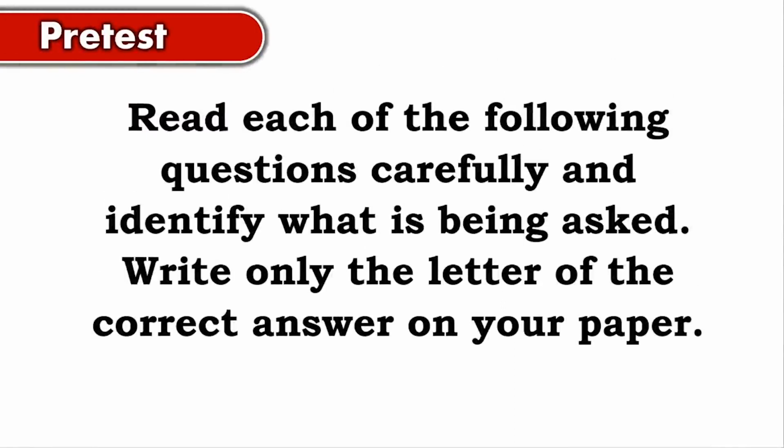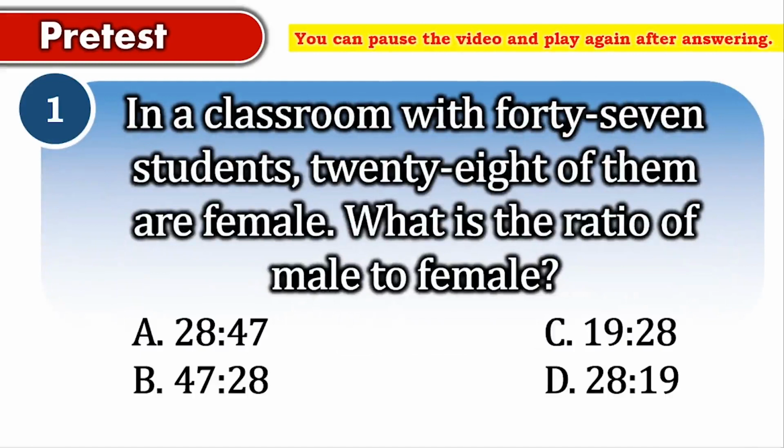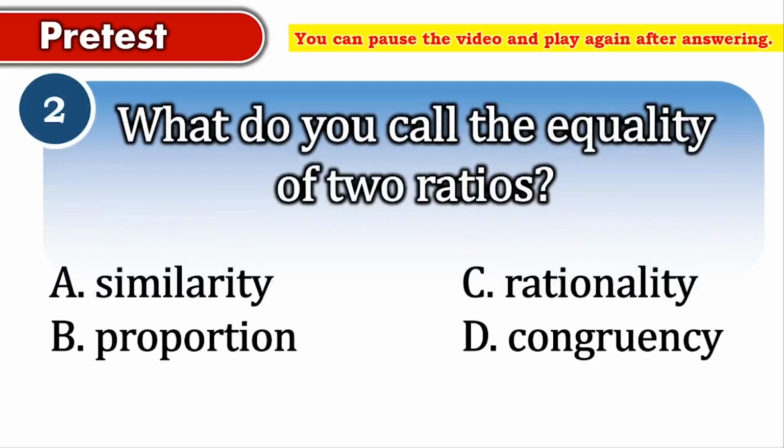Read each of the following questions carefully and identify what is being asked. Write only the letter of the correct answer on your paper. Number 1. In a classroom with 47 students, 28 of them are female. What is the ratio of male to female? Number 2. What do you call the equality of two ratios?